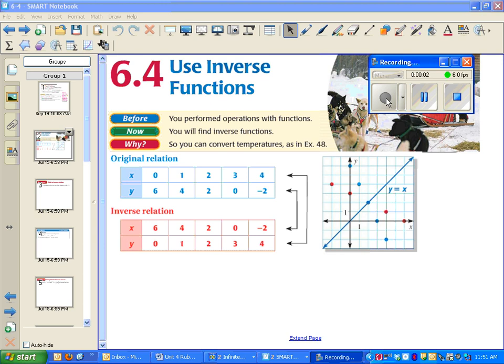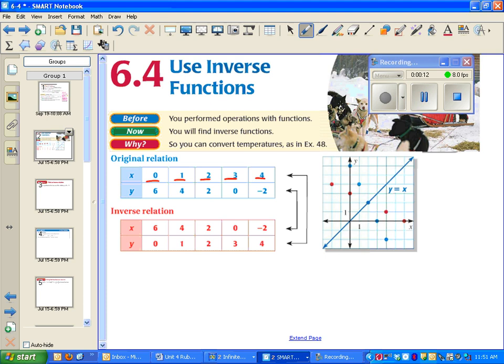Okay, we're going to talk about inverses. So this picture shows inverses. Notice that the x's for the original relation were 0, 1, 2, 3, and 4, and the outputs were 6, 4, 2, 0, and -2. What an inverse relationship does is just switch the x and y's. Notice the x's now become the y's of 0, 1, 2, 3, and 4. So it basically switches the domain and range.